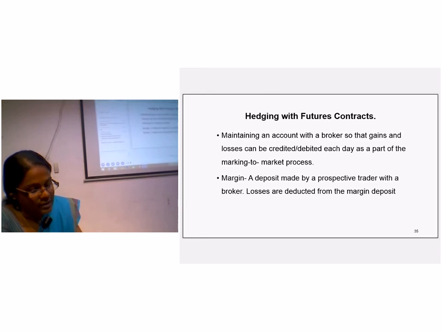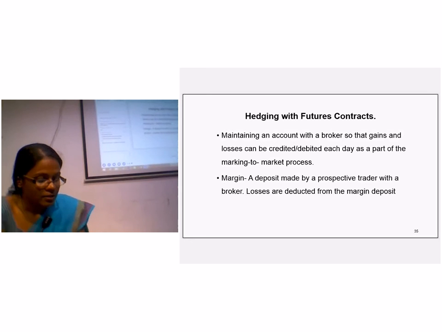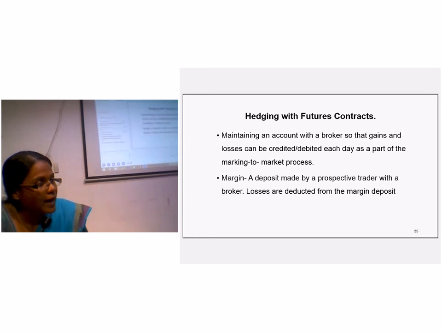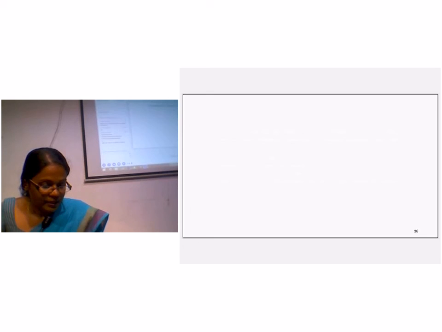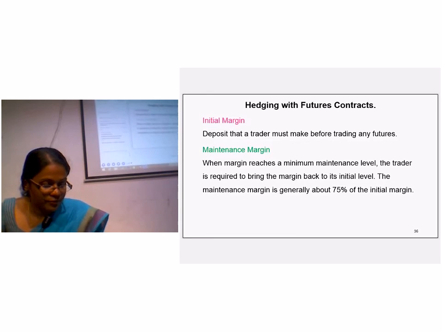Now before that I'll explain this margin: a deposit made by the prospective trader with the broker. Losses are deducted from the margin deposit, right? Now we have to pay, that means there is an upfront cost of the futures. Before entering into the market we have to pay a margin, right? After that only we can proceed with the futures. So when we incur losses, they will be deducted from the margin. So we have three margins.